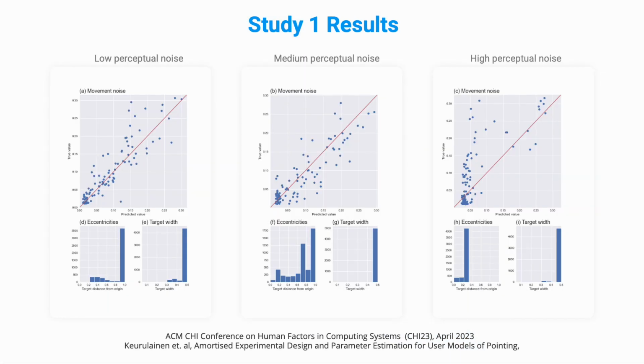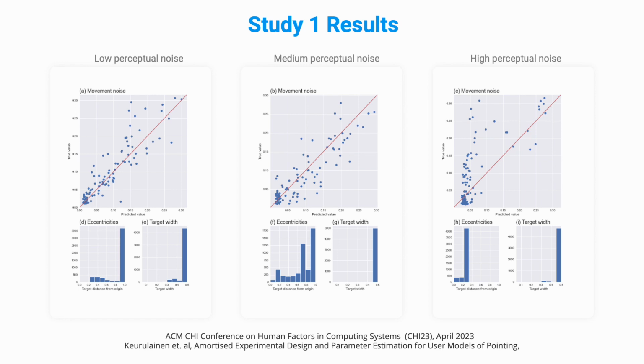These graphs summarize the results of study 1. The left panel illustrates the accuracy of movement noise estimations when the user model has low perceptual noise. Below the scatter plots, histograms indicate the design selections made by the analyst, such as the target distance from the origin and the width. In the middle panel, we show the same for user models with medium perceptual noise, while the right panel represents high perceptual noise.